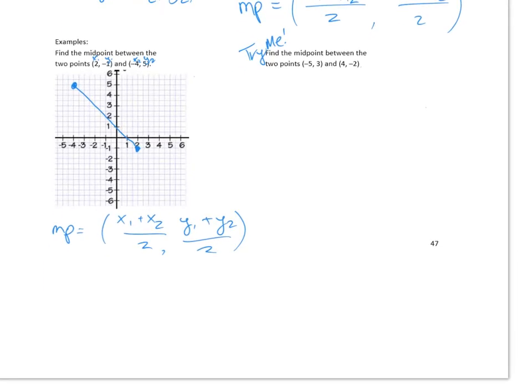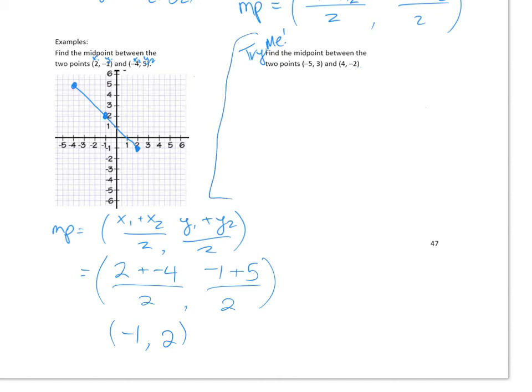And we keep going. I plug in the points. My x1 is 2, my x2 is -4, that's over 2, comma. My y1 is -1, my y2 is 5, I put it over 2. So I end up with -2 over 2 is -1, comma, 4 over 2 is 2. So my midpoint is at -1, 2. And if I go over to -1, oh, look, it crosses at 2, and it looks like it's about halfway. Yay! All right, you guys do this problem right here, and we'll check it together in class.